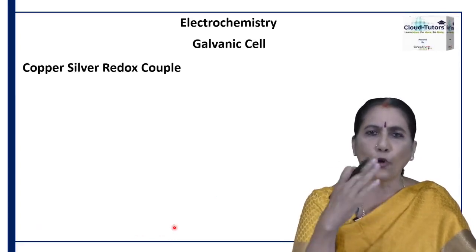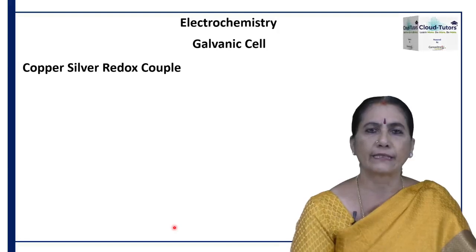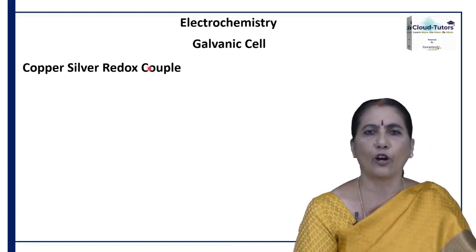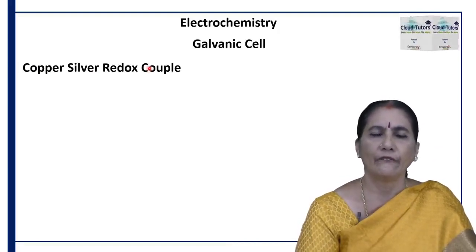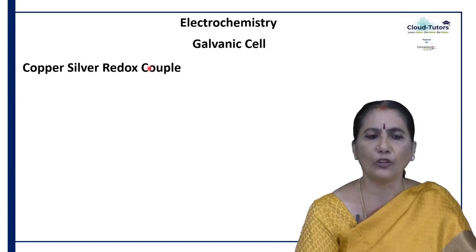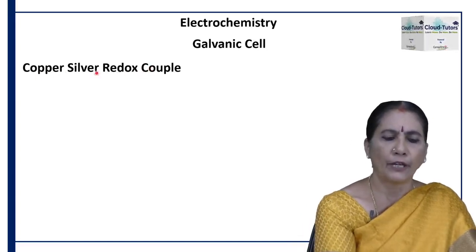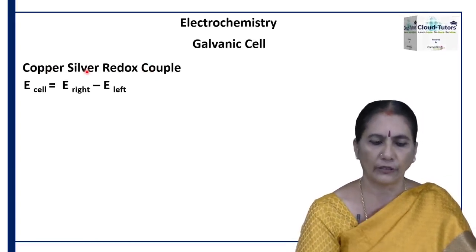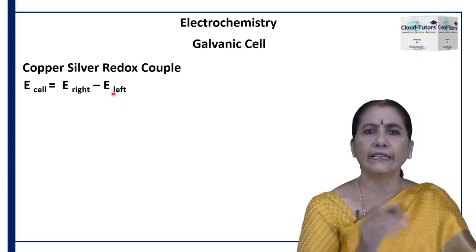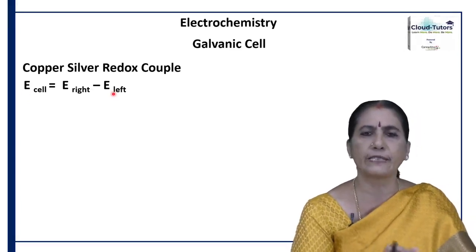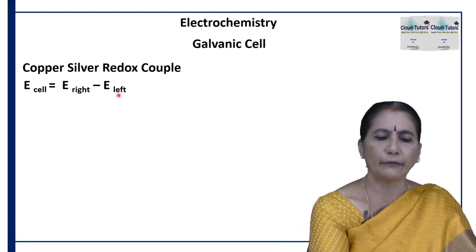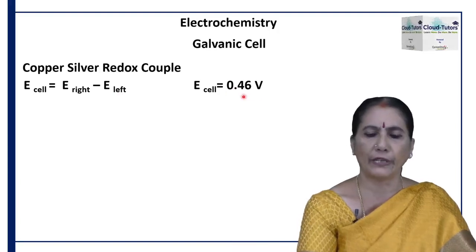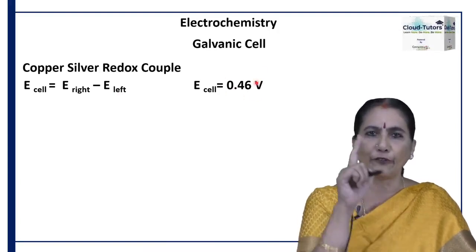Now coming to more examples of other redox couples. Let me take up the copper-silver redox couple. In the earlier couple, we saw copper was acting as cathode when compared to zinc, which was acting as anode. But in this case, copper will be acting as the anode and silver will act as the cathode. Again, when we are calculating the E cell of this copper-silver redox couple, E right minus E left, the value is found to be equal to 0.46 volt.